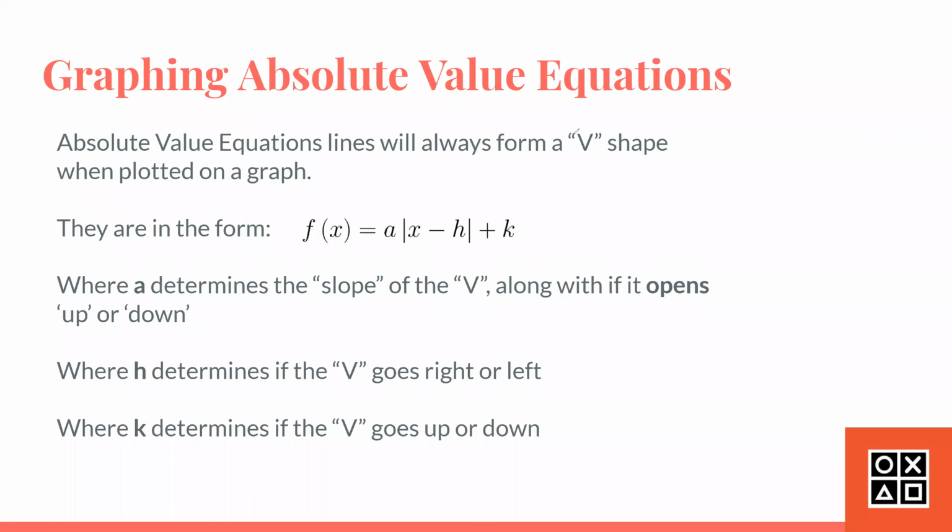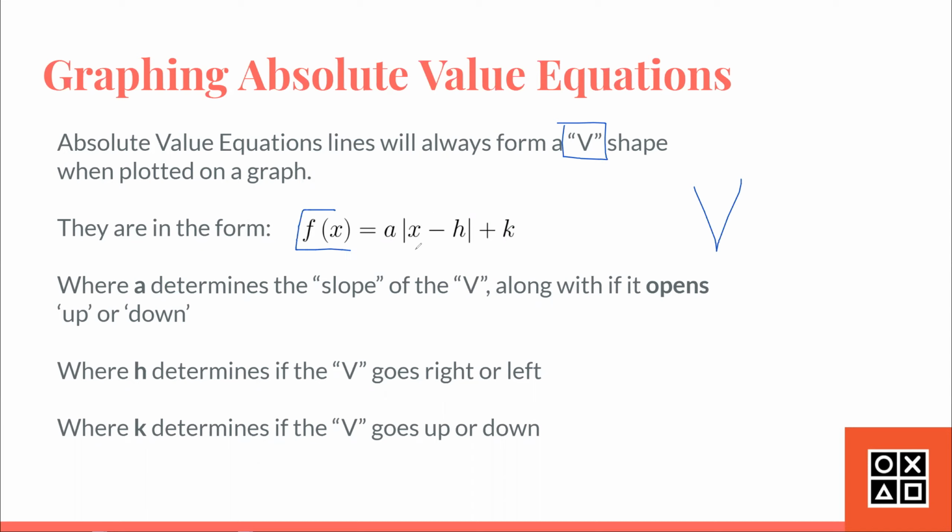Graphing absolute value equations. Absolute value equation lines will always form a V shape when plotted on a graph. They are in the form f of x equals a times absolute value of x minus h plus k. This is the equation for most absolute value equations and the ones that you have to graph.